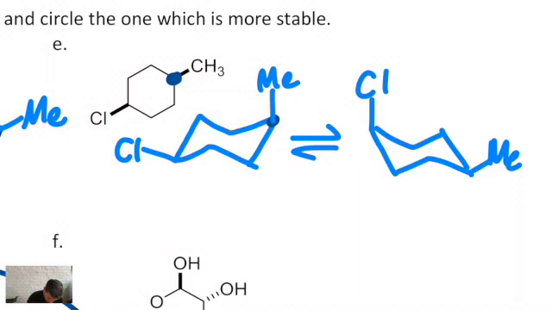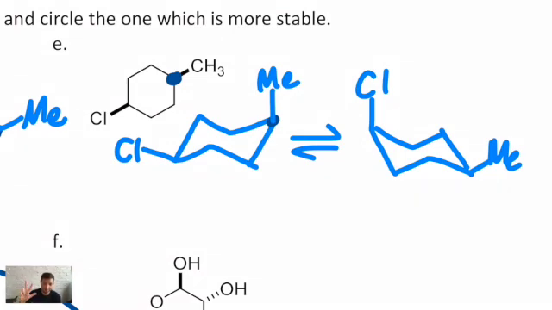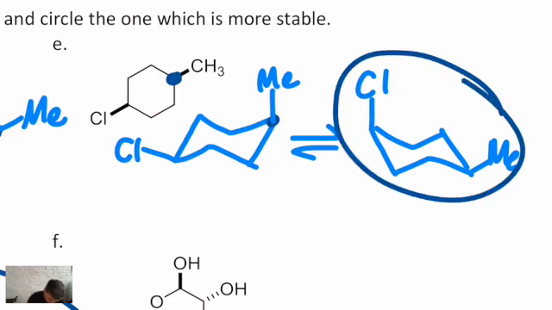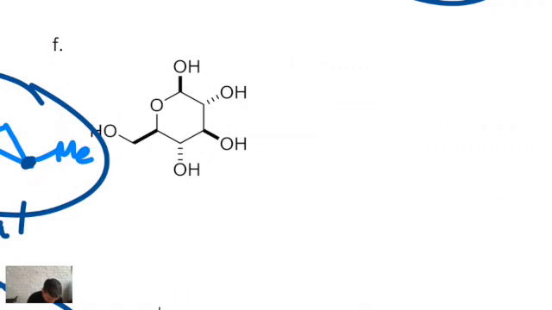Which one's better? Well, we're competing with a methyl and a chlorine. Which one is bigger? A methyl, remember, is a C and then an H3. So it's 4 atoms clustered together as opposed to 1 chlorine atom. So methyl is larger than chlorine, which means that that second one we drew is going to be the preferred conformation of the two. F is an example of a 6-membered ring where they're not all carbons.